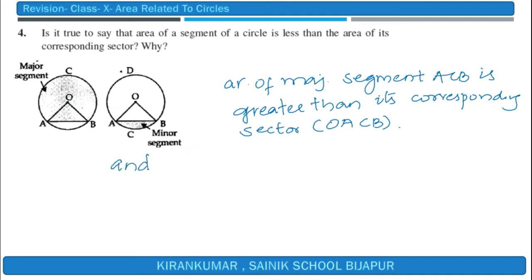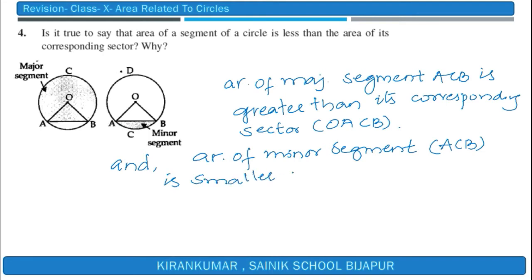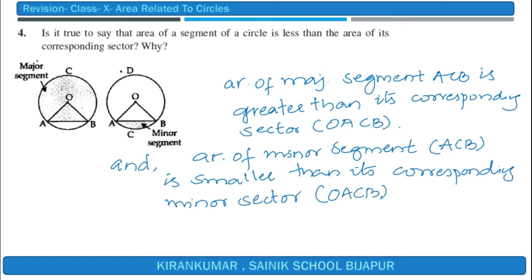At the same time, we have area of minor segment, I'll be naming this as ACB. The minor segment is smaller than its corresponding minor sector OACB. Hence, the given statement is a false statement. Area of segment will not be less than its corresponding sector. It depends on a larger segment or a minor segment.